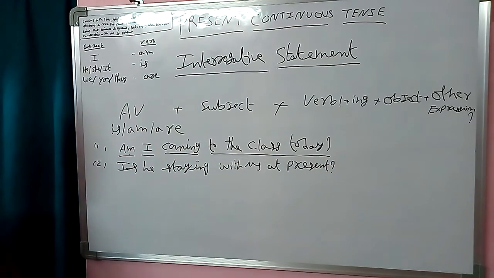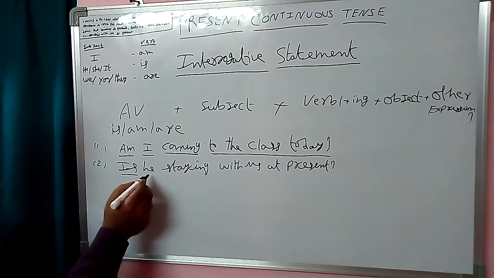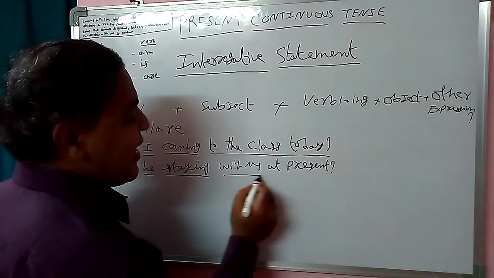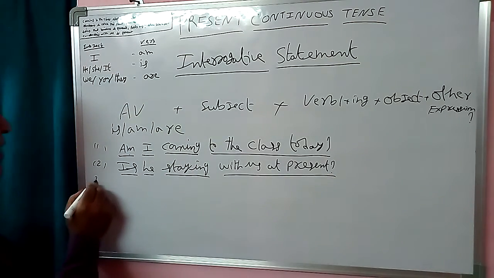Is he staying with us at present? Is, auxiliary verb. He, subject. Staying, verb 1 plus ing. With us at present, object and other expression.